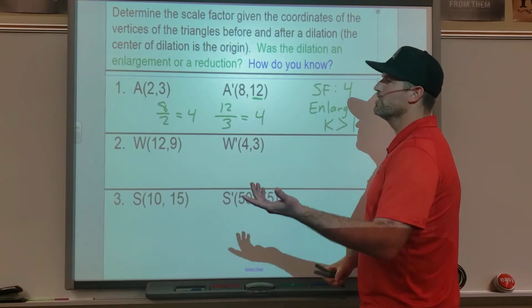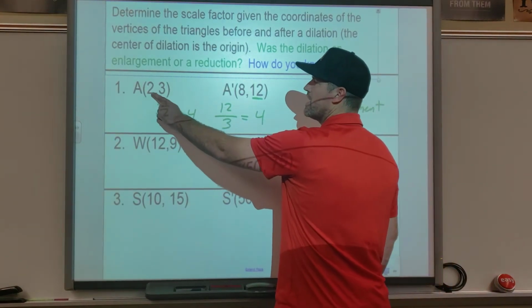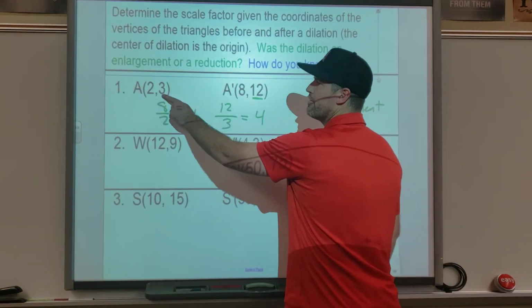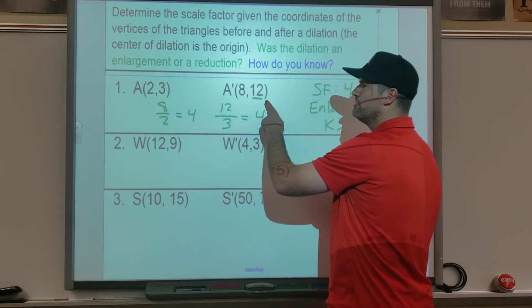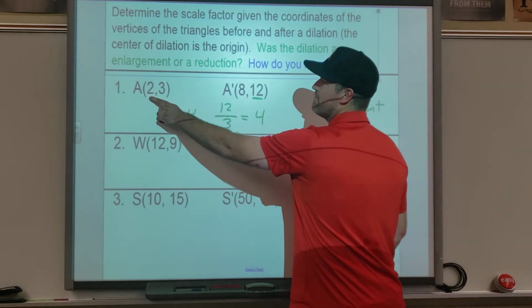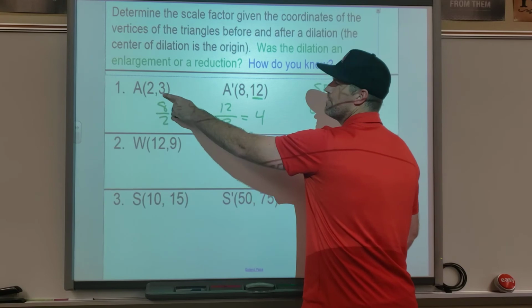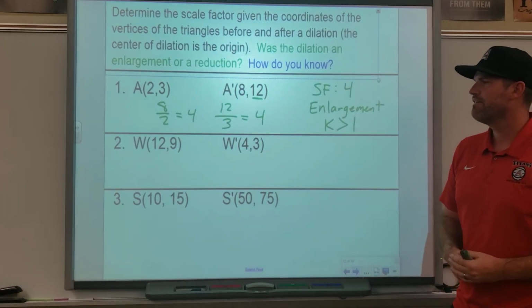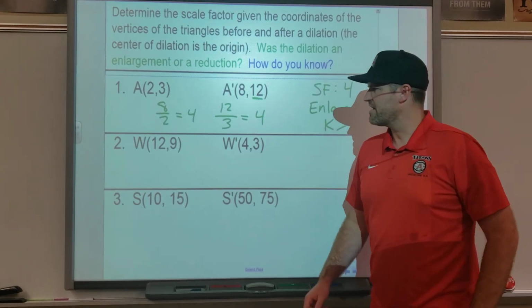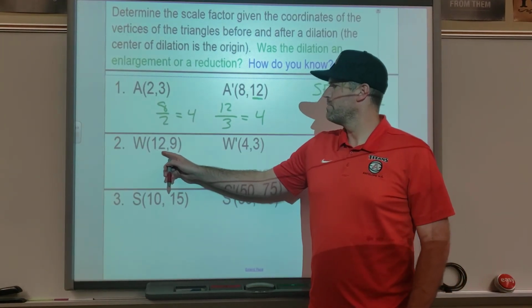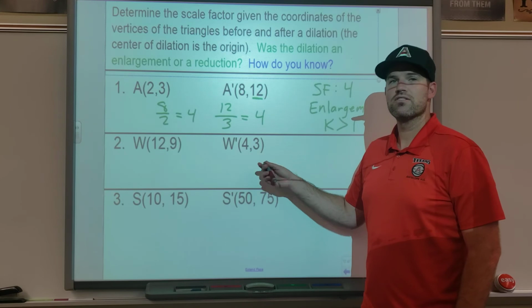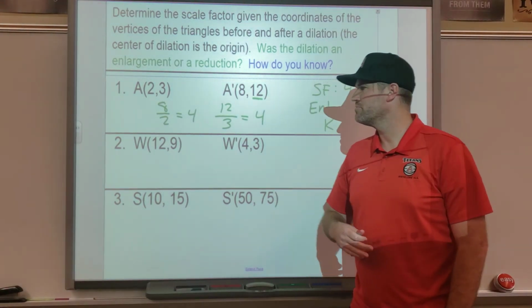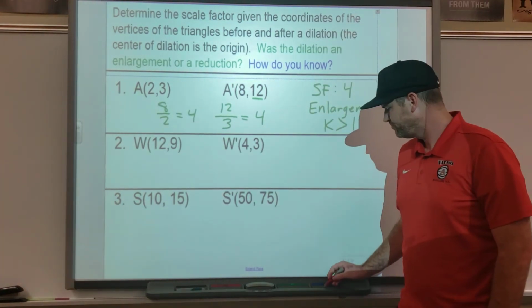You could also probably look at it and in your head do 2 times what gives you 8, and 3 times what gives you 12, right? 2 times 4 is 8. 3 times 4 is 12. So our scale factor is 4. This next one, I notice my numbers go from big to small, so it's going to be getting smaller, so I should be getting a reduction.